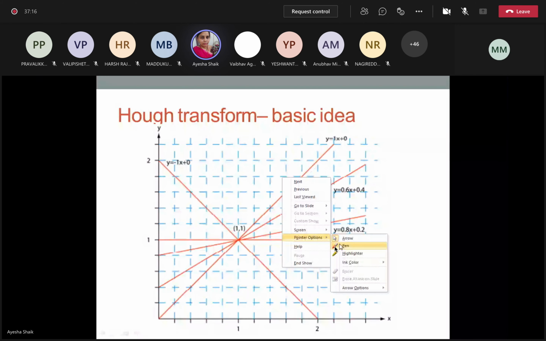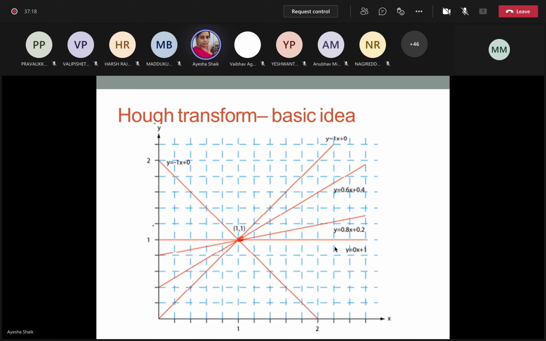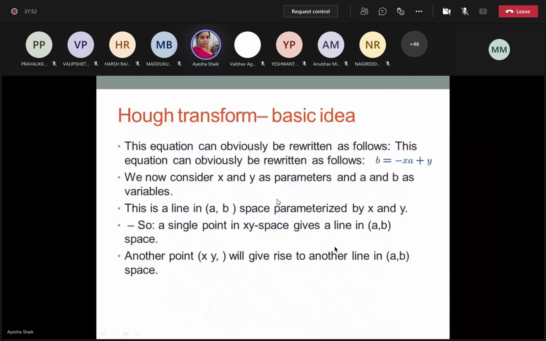Here you can see if I take the point 1 comma 1, we have a different set of lines which will satisfy that. But you can see the a and b values are different. For -1 and 0, it is satisfying. When it is 1 and 0, it is satisfying. When it is 0.6, 0.4, it is satisfying. When it is 0.8, 0.2, also it is satisfying. When it is 0 and 1, also it is satisfied. So for this same point, we have different sets of lines, but only a and b need to be varied, and this equation has to be satisfied.